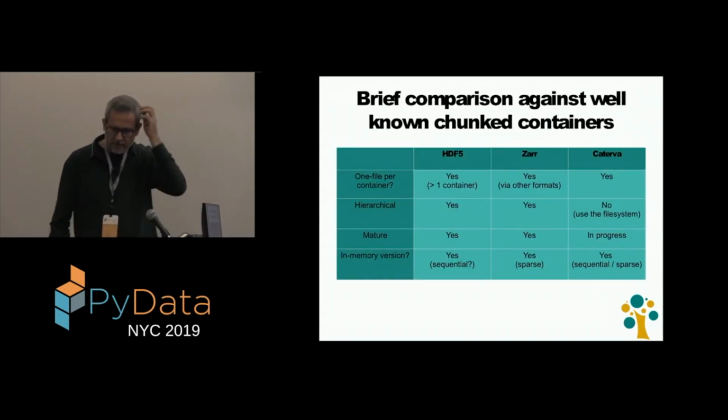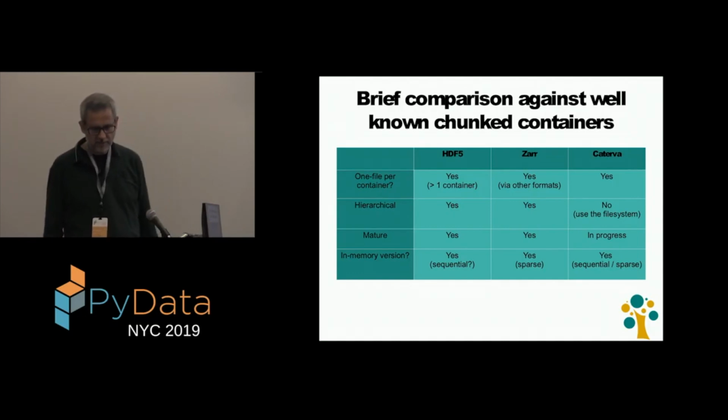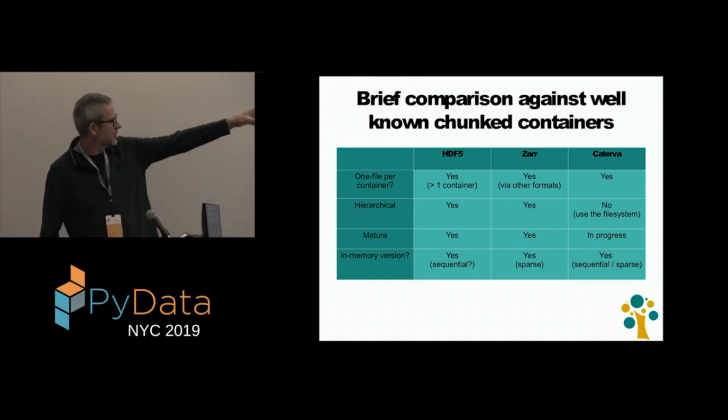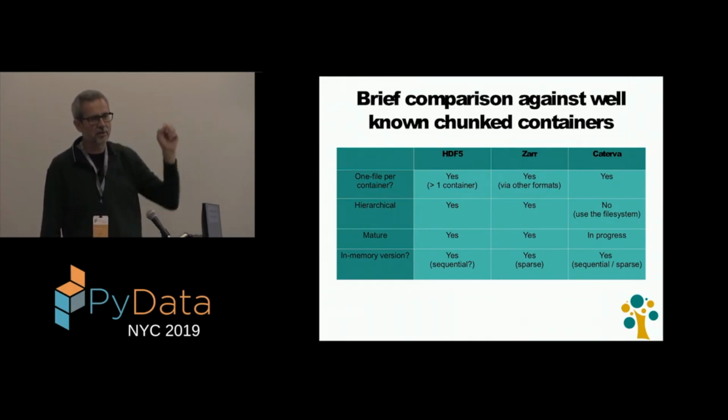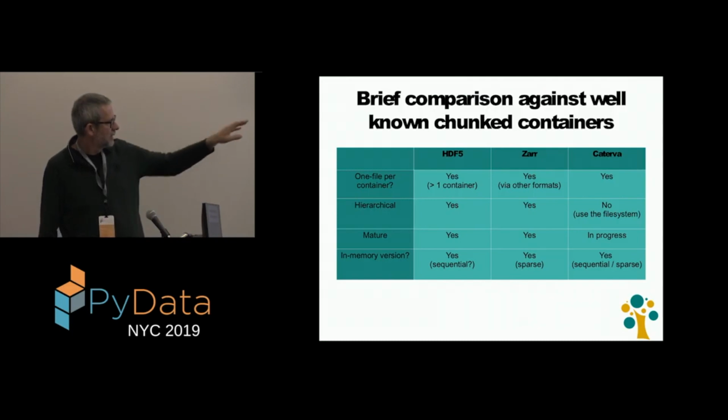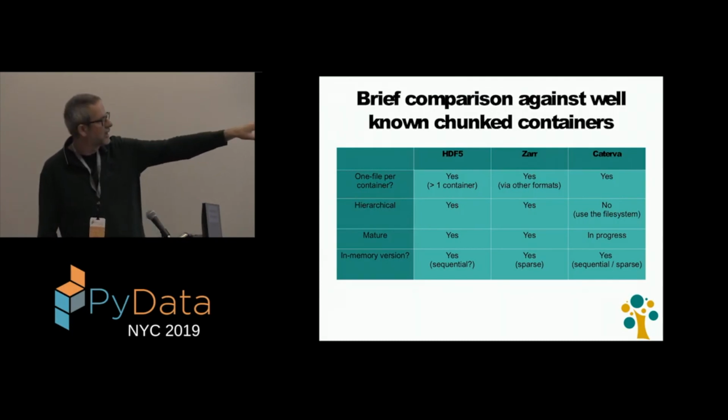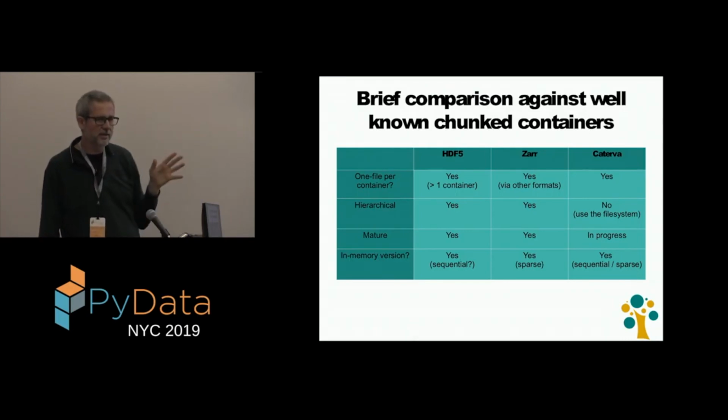Okay, so a brief comparison against well-known chunk containers like HDF5 or Zarr. Caterva supports most of the things, except that Caterva is not hierarchical. So typically, you store one data set per container. If you want a hierarchy, you may want to use a file system, for example. It is not yet mature. I mean, we are developing it. The format is completely established, but we still need to make it available in production.